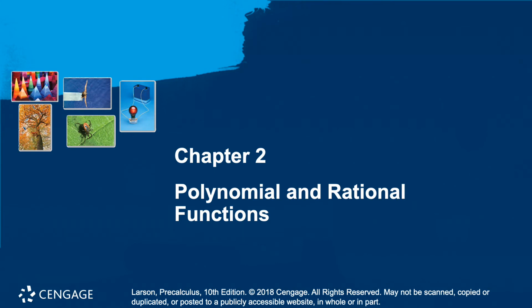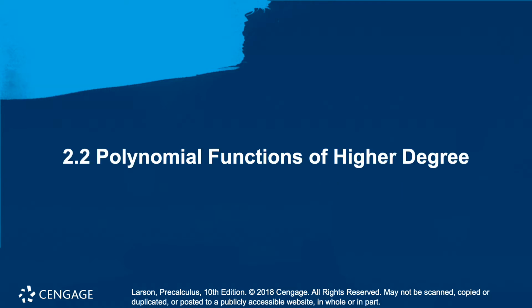And welcome to section 2.2 of chapter 2, which has to do with polynomial and rational functions. So 2.2 deals with polynomial functions of higher degree.